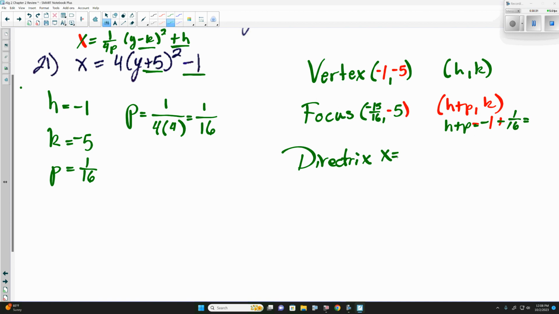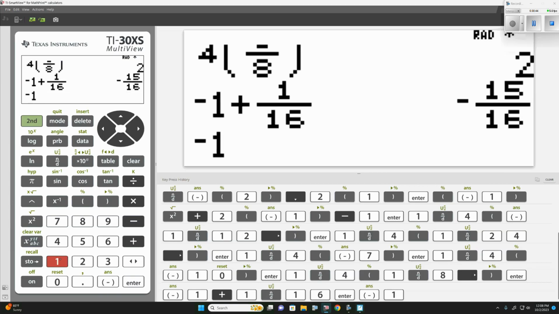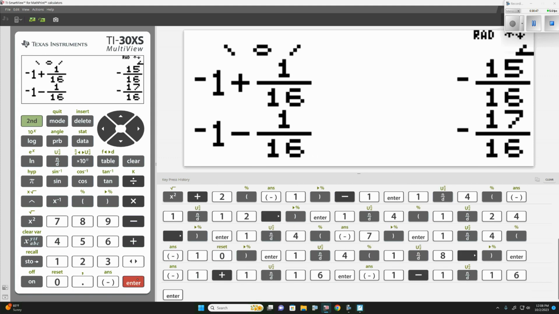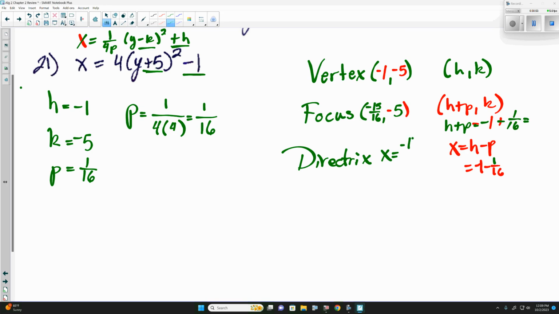Our directrix is given to us by the equation x equals h minus p. So -1 minus 1/16. And again, we can go to the calculator. -1 minus 1/16 is -17/16. And lastly, axis of symmetry. In this case, it's y equals k, so y equals -5.